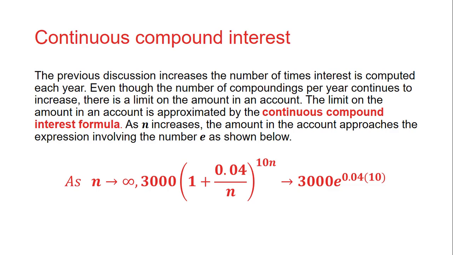There's actually a limit on the amount in an account. And the limit on the amount in an account is approximated by a continuous compound interest formula. So I have this illustration below. It is as n increases, the amount in the account approaches this expression involving the number e. But let me explain what I have on the screen. So let's assume that we have $3,000 that we're investing at 4% annual interest for 10 years.